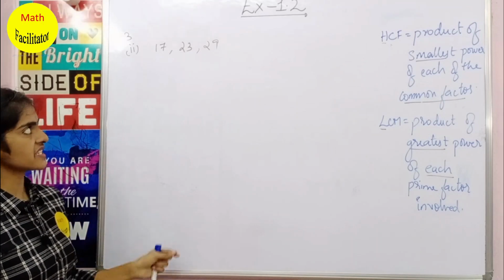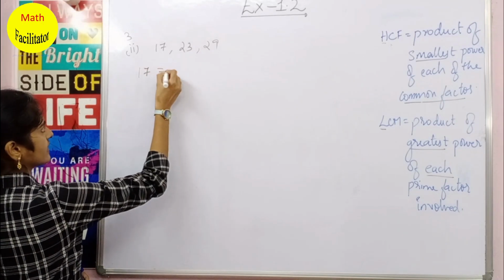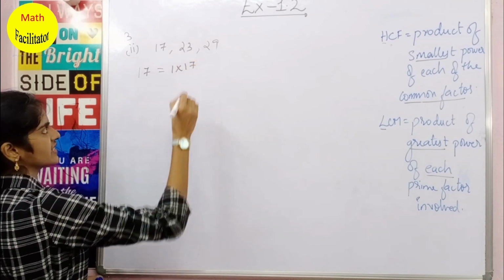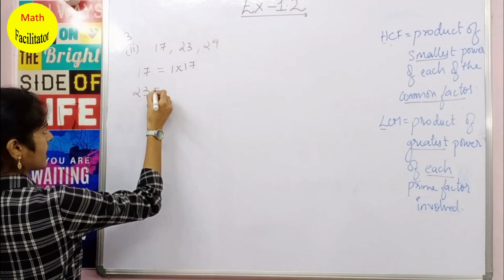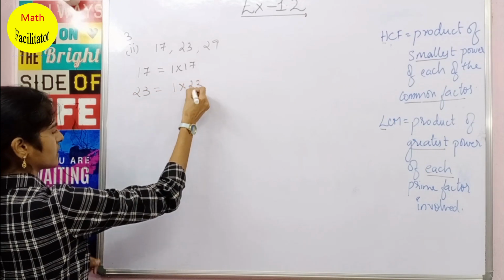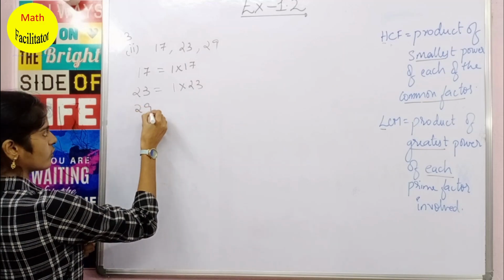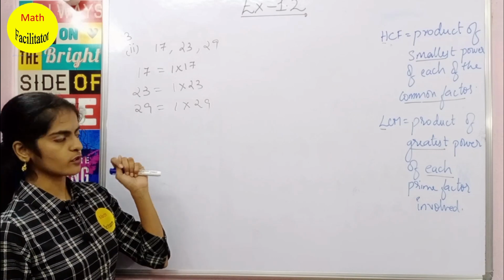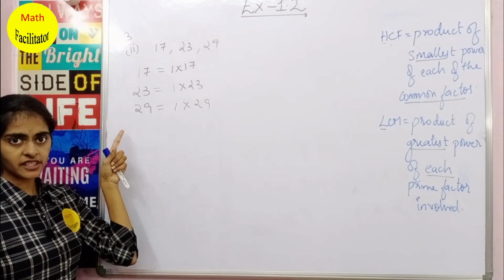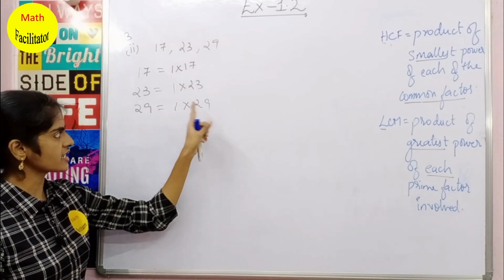So here you have 17, 23, 29. Okay, 17, directly you can write, it is a prime number, so 1 and 17 are its prime factors. 23 is also prime, so you have 1 multiplied by 23. There are no other factors for this. So I am not doing it. 29 also is a prime number, so you have 1 multiplied by 29. That means all these are prime numbers. Prime numbers have factors only 1 and itself. That is what I have written.